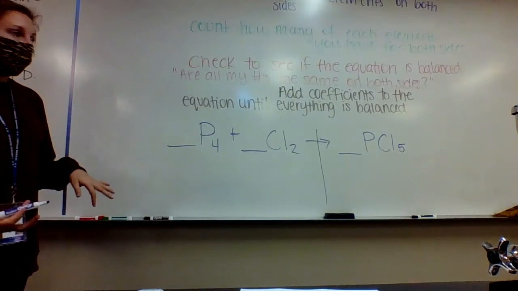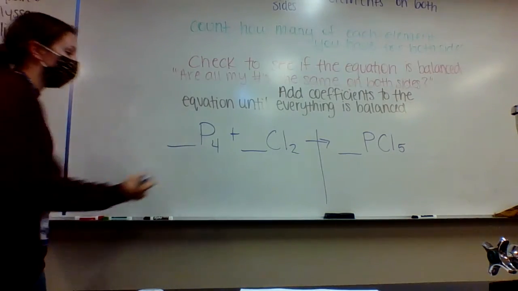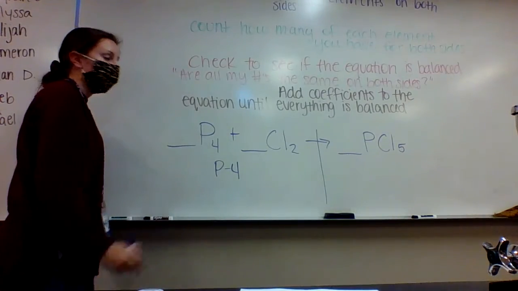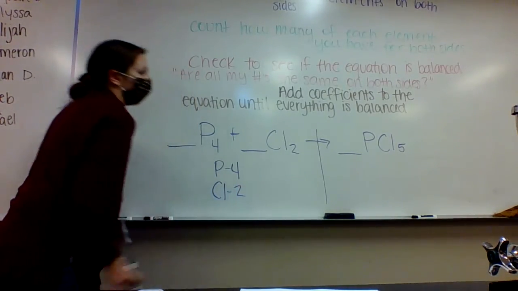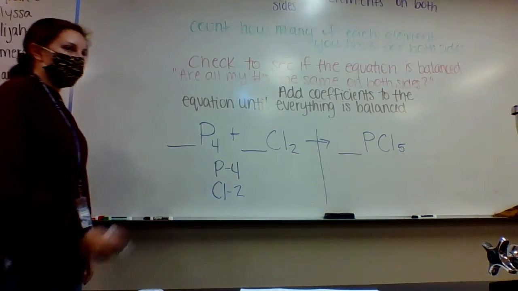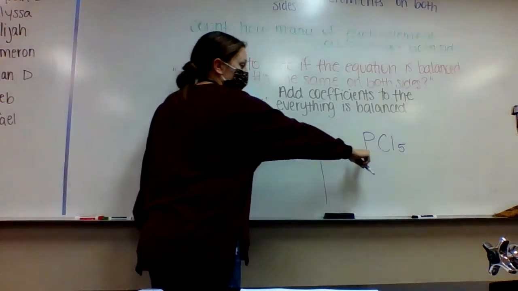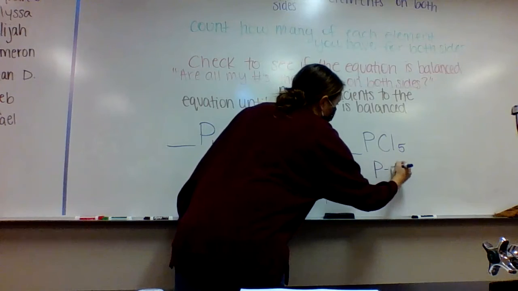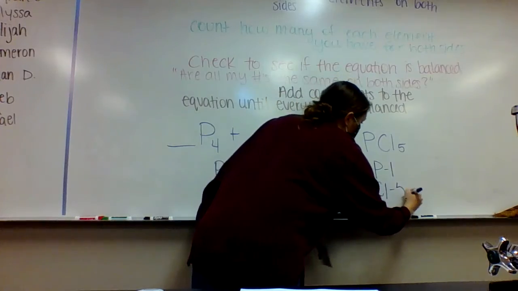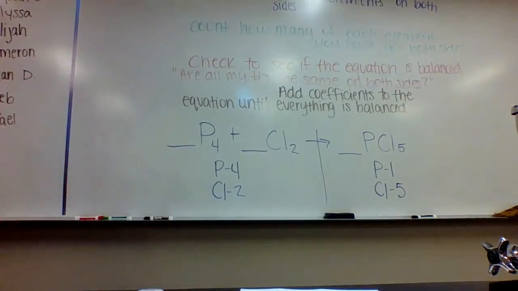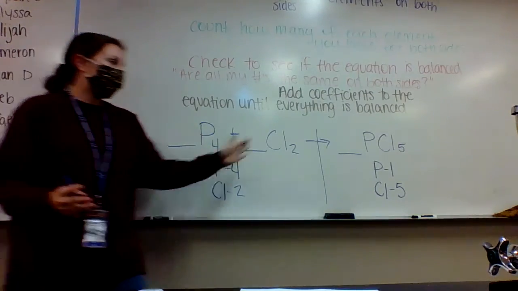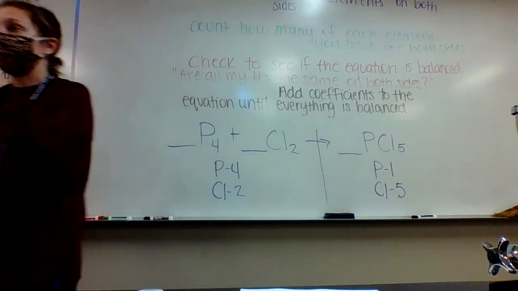Let's take inventory. Jasmine, how many P's do I have? 4. Other Jasmine, how many chlorines do I have? 2, good. Ashley, take inventory for me on my products. How many P? 1, good. How many Cl, Ashley? 5. Yep, good job. Okay, this one's weird because I can't make this chlorine 5, right? I can't bring that one down to 2, so we're going to have to tinker with it a little bit.